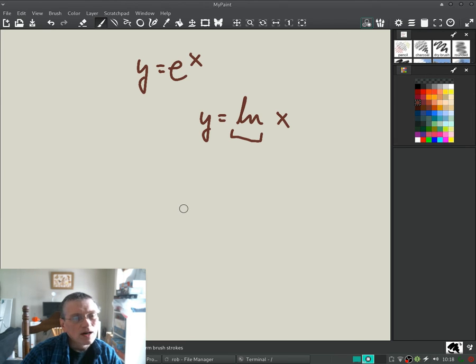Alright, undoing logarithms are just inverse functions of exponentials. It's a weird word. It doesn't sound like it's the inverse, but it is. So we'll try a few problems with these. These are pretty straightforward.